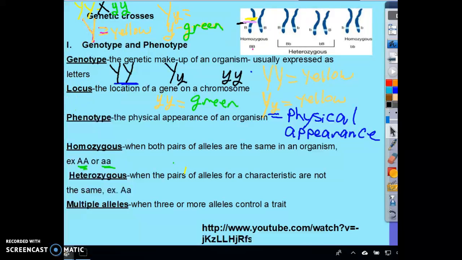Locus just refers to the location of the gene. I think we talked a little bit about this last week or Monday. It's been a long 3 days off.